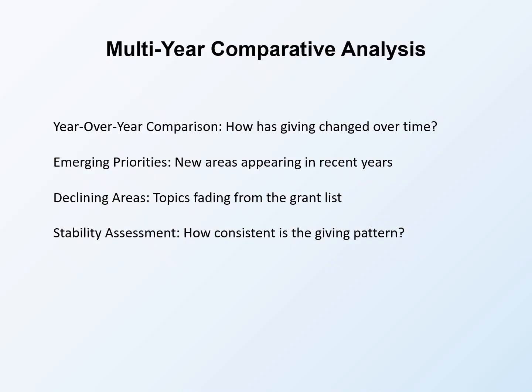Emerging priorities appear as new topics in recent grant lists. If environmental grants appear in recent years but not earlier years, environment may be an emerging priority. Identifying emerging areas can position you for growing opportunity areas.